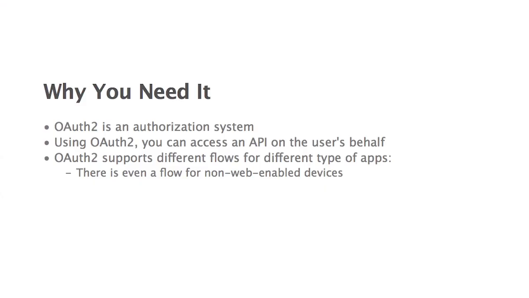So let me talk about OAuth2 because it's one of the biggest hurdles that Ruby developers face when they want to build an application for YouTube. So you might be wondering why you need OAuth2. OAuth2 is an authorization system. Using OAuth2, you could access an API on the user's behalf and do things with his account. OAuth2 supports different flows for different types of apps. There is even a flow for non-web enabled devices such as Xbox 360.